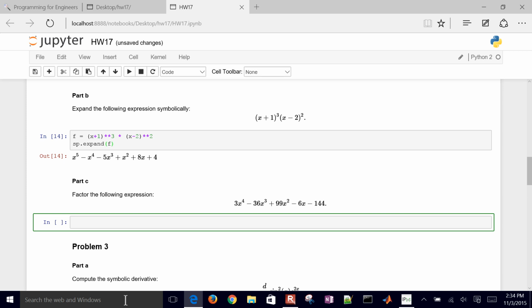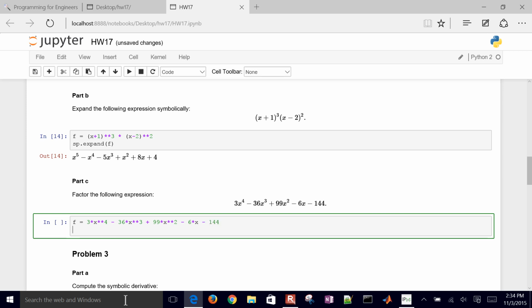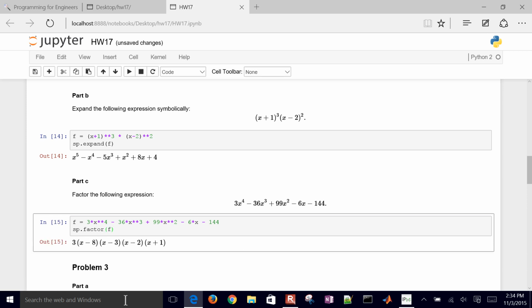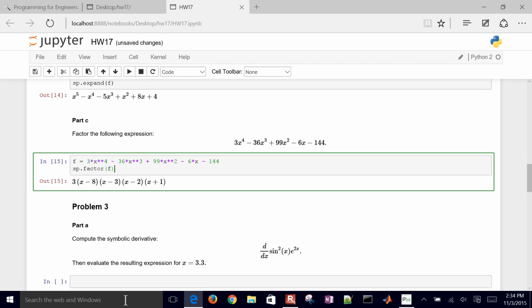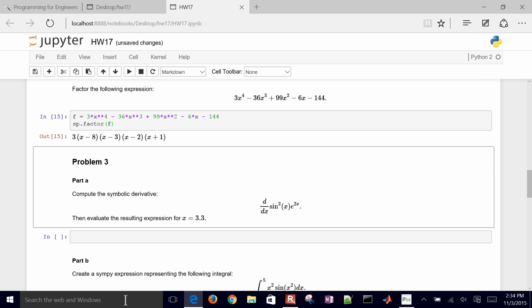Now let's say we want to factor this expression instead. So let's come up with our expression: x to the 4th minus 36 times x cubed plus 99 times x squared minus 6x, okay, minus 144, and then we'll do sp dot factor, and we'll factor f. Okay, so we factored that polynomial into the individual elements there.